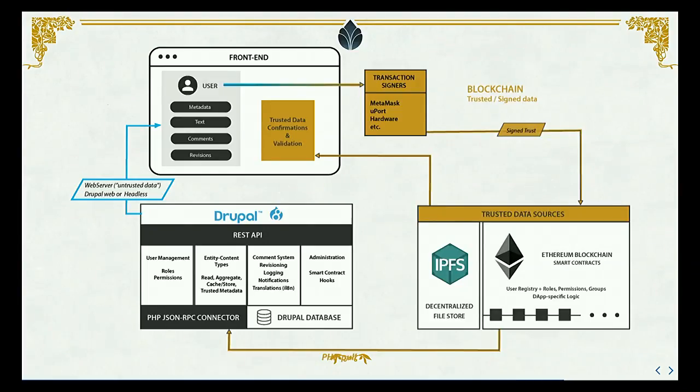So basically, you have a front-end side where you sign a transaction. This will go directly to the Ethereum network, and then Drupal can validate if this transaction actually happened. So you sign up into a registry in a smart contract, and then Drupal will see, oh, this transaction has happened. Yeah, he really signed up. So you have a kind of circular validation, and the PHP layer will only pull data.